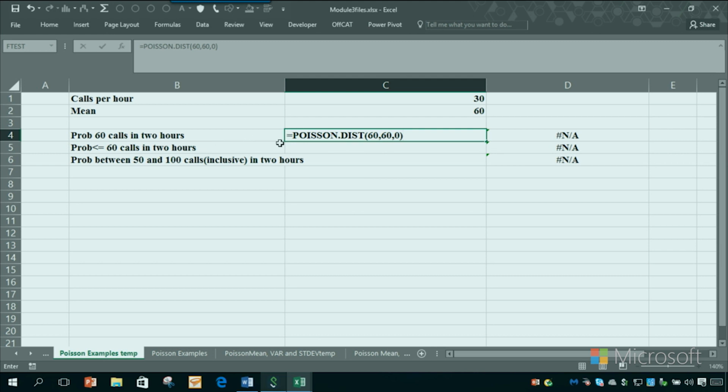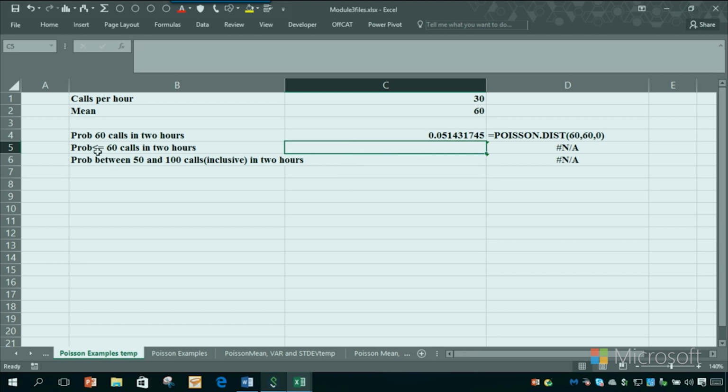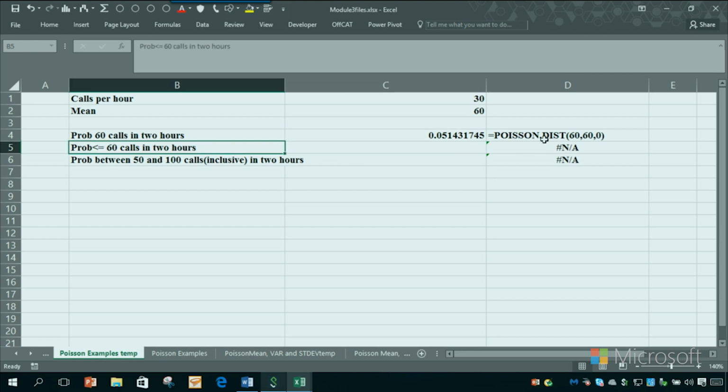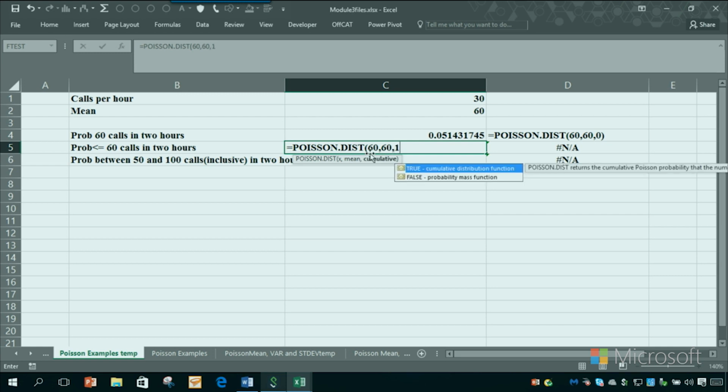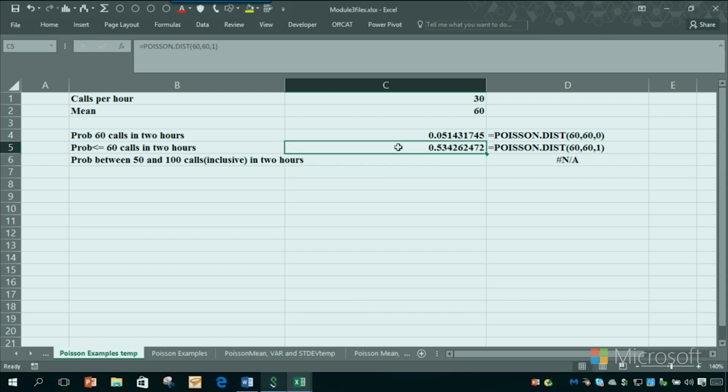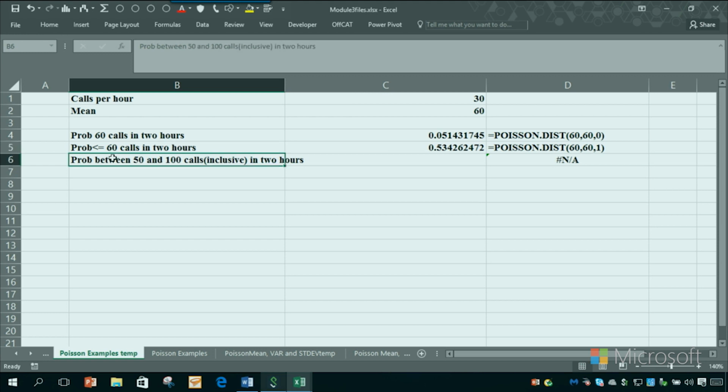If we want less than or equal to 60, it's what's called, we haven't used the term, but it's really the cumulative mass function. So there we would get basically a 5% chance of exactly 60 calls in 2 hours. Now for less than or equal to 60 calls, all we have to do is change that 0 to a 1. The third problem will be a harder problem. So we want 60, the mean is 60, and we can put a 1 or a true there. It doesn't matter. So we get there's a 53% chance there'll be 60 or fewer calls in 2 hours.